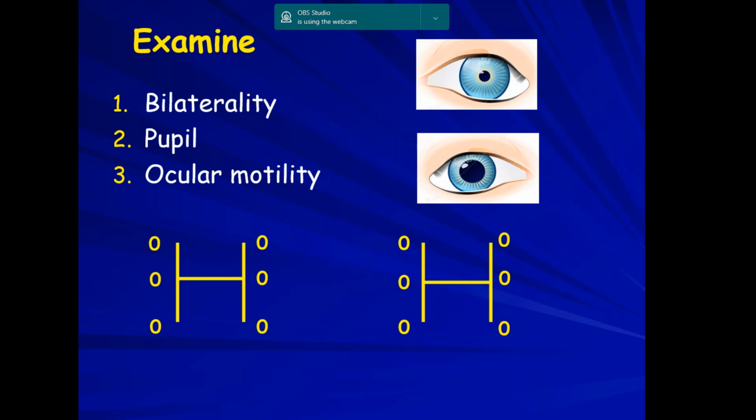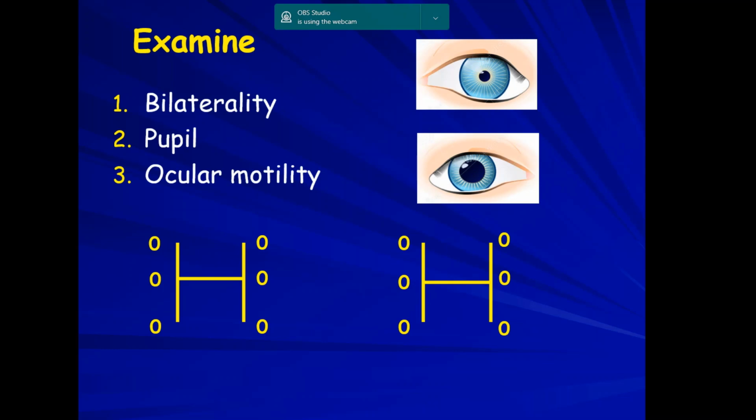Then examine three things: bilaterality, pupil, and ocular motility. Ocular motility to exclude third nerve palsy, chronic progressive external ophthalmoplegia, or congenital fibrosis. And then examine the pupil to exclude Horner syndrome or third nerve palsy, either sparing or affecting the pupil.